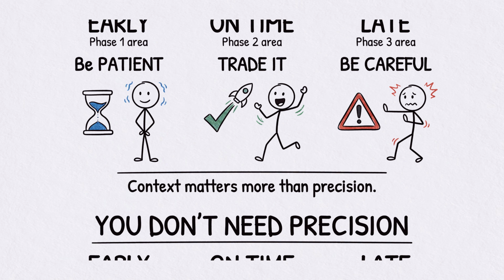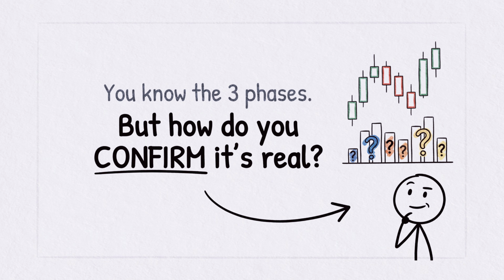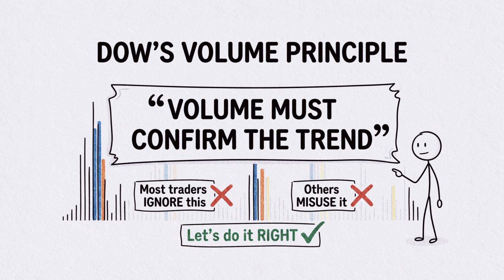The rule: trade during phase 2. The participation phase. Be patient during phase 1. And be very, very careful during phase 3. You know the 3 phases. But how do you confirm that what you're seeing is real? Dow theory has an answer for that, and most traders ignore it completely. Dow theory has a principle most traders either ignore or misuse.